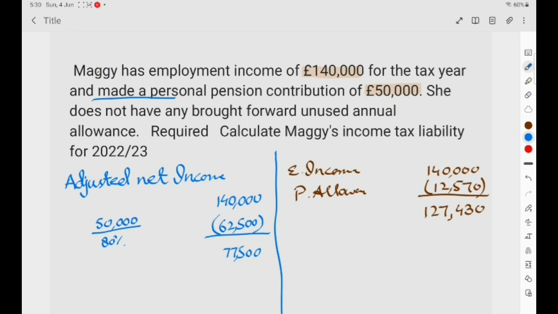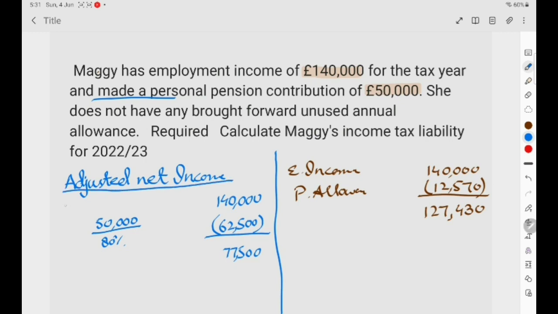Remember, adjustment in personal allowance is done when the adjusted net income is more than 1 lakh, or between 1 lakh and 1,25,140. The adjustment in personal allowance is made when your adjusted net income is between 1 lakh and 1,25,140, right? So for this we have to calculate the adjusted net income. How to calculate adjusted net income?